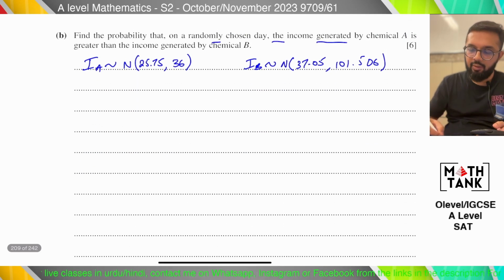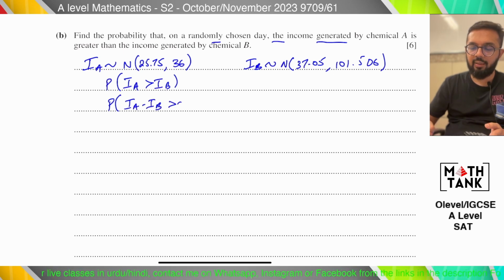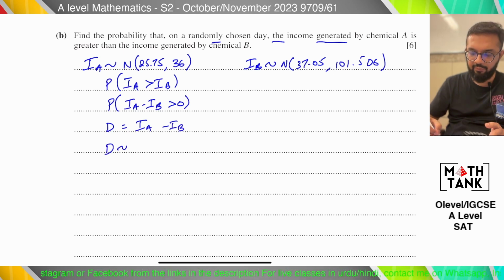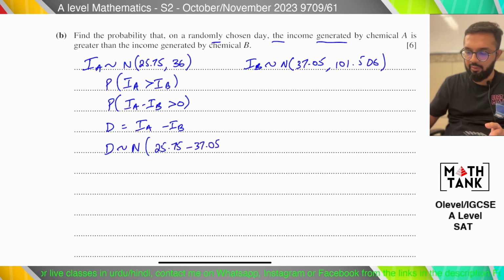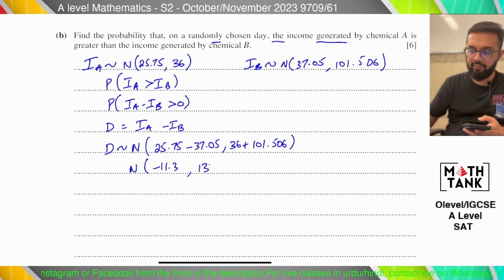Okay, so what I want is the probability of income of A to be greater than income of B. But I can't solve on both sides, so I'm going to create a new variable by subtracting this and call that the difference, income of A minus income of B. So difference then follows a normal distribution with 25.75 minus 37.05, and the variances always get added. Minus 11.3, comma, 137.506.